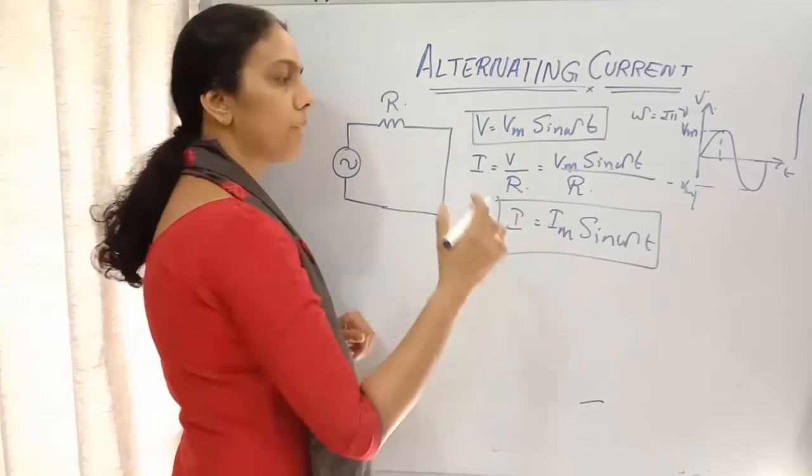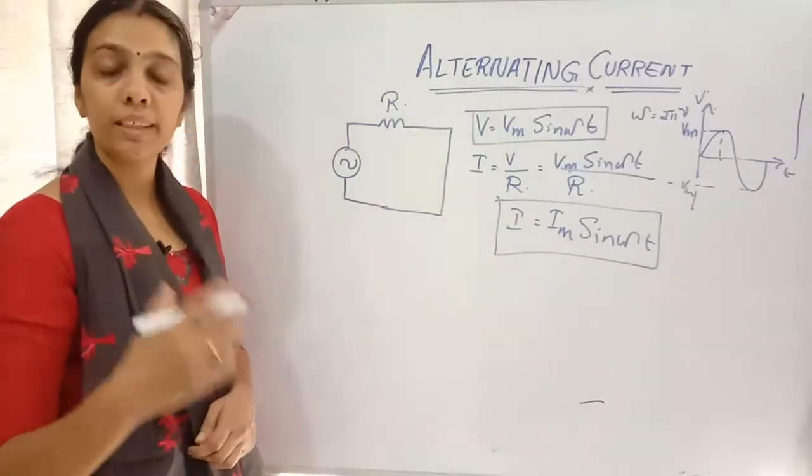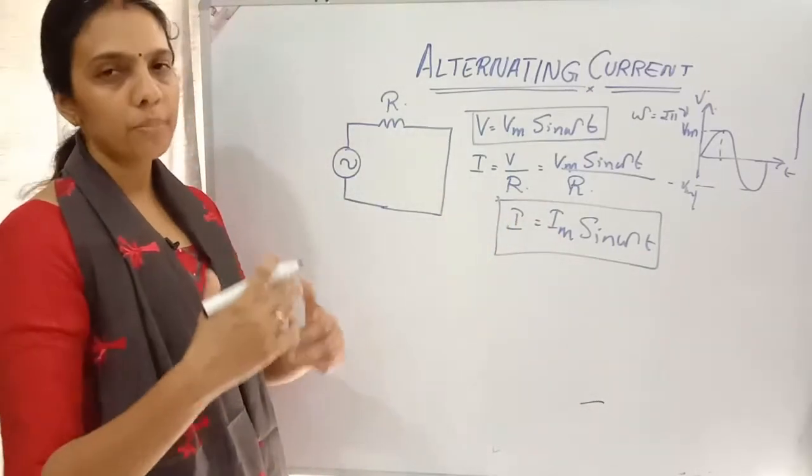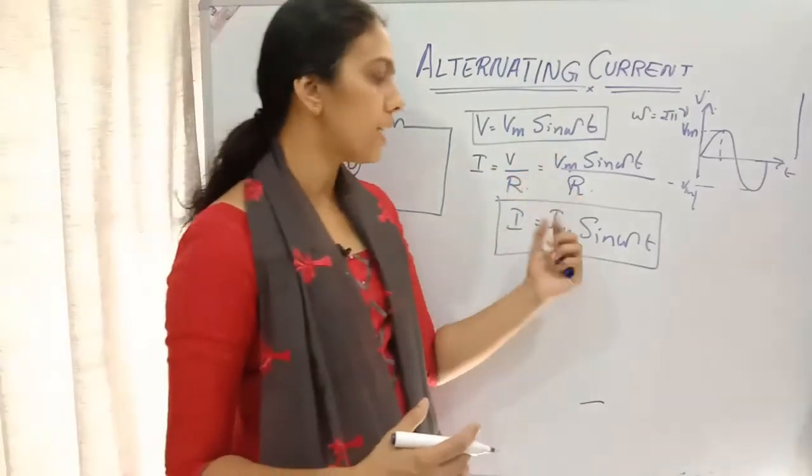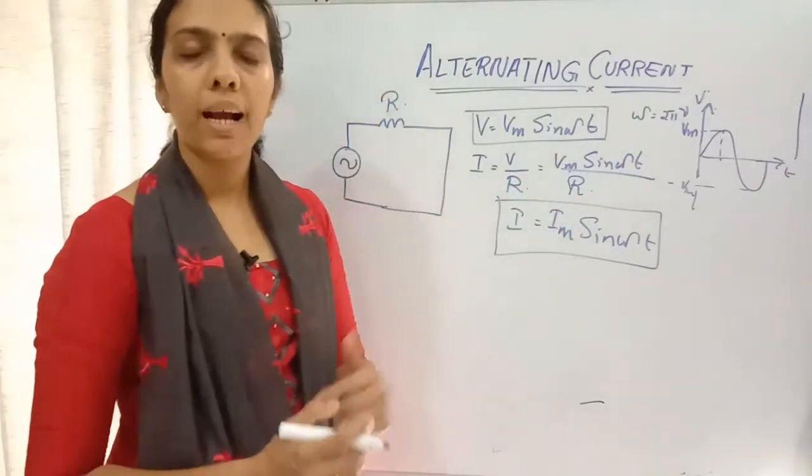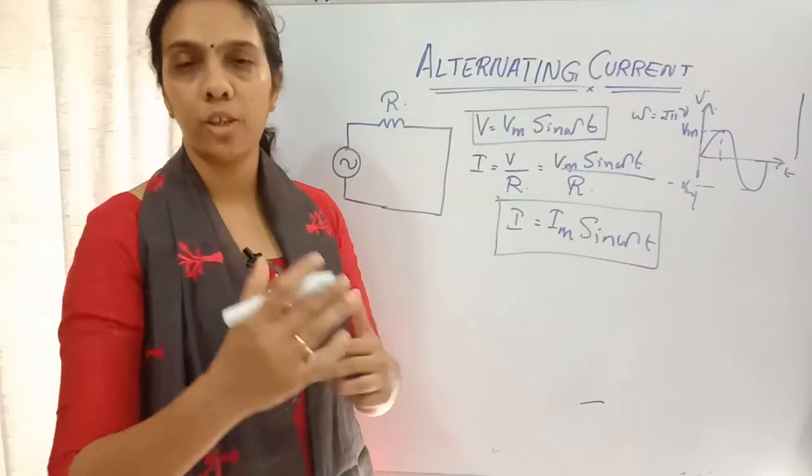Only the maximum value of current differs. Whether the maximum value of current is greater or less than the maximum value of voltage, it will be less, because Vm by R is given as Im, the maximum value or peak value of current.